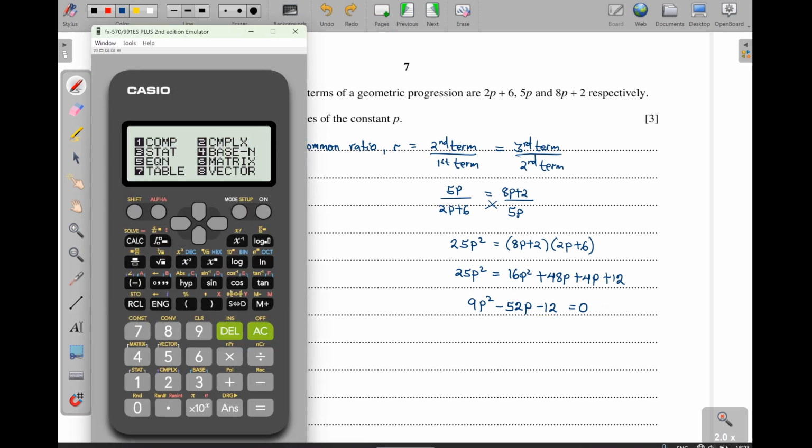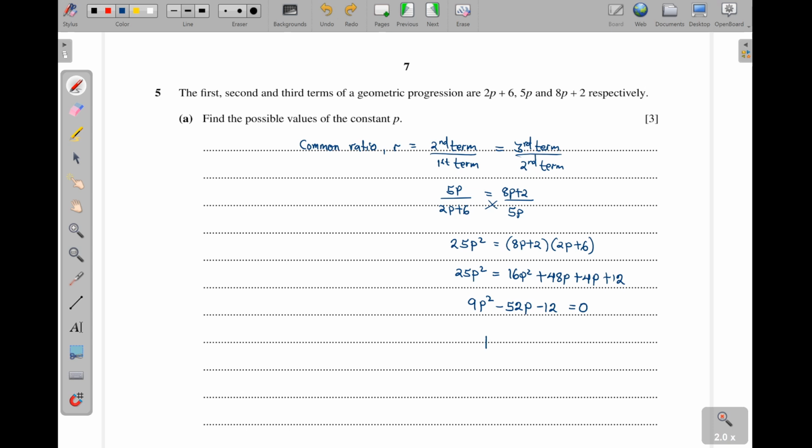I'll go to mode, then equation, 5, and then 3, that is the quadratic. We shall have 9 here, then minus 52, and then negative 12. So this will give us 6, and then negative 2 over 9. So I will write here p is equal to negative 2 over 9, and also the other one, p is equal to 6.